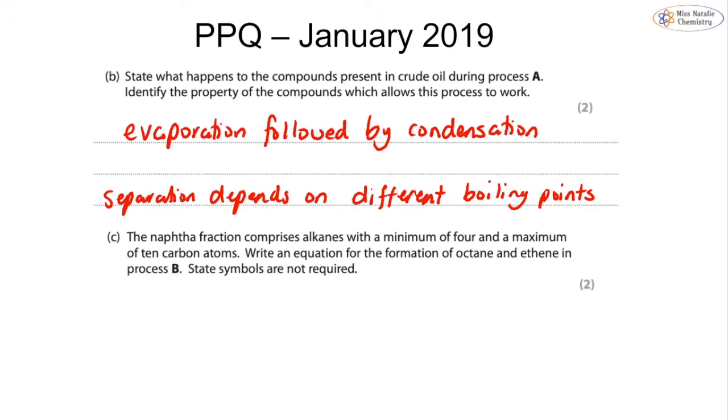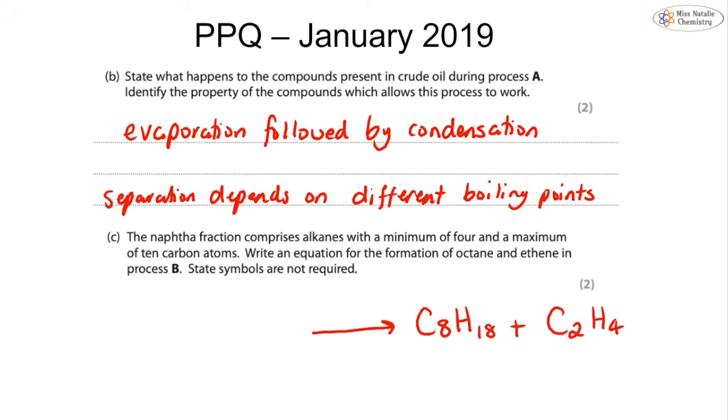The state symbols are not required. So let's start off with the products first. We know that we're going to make octane, which is C8H18, and we're also going to make ethene, which is C2H4.